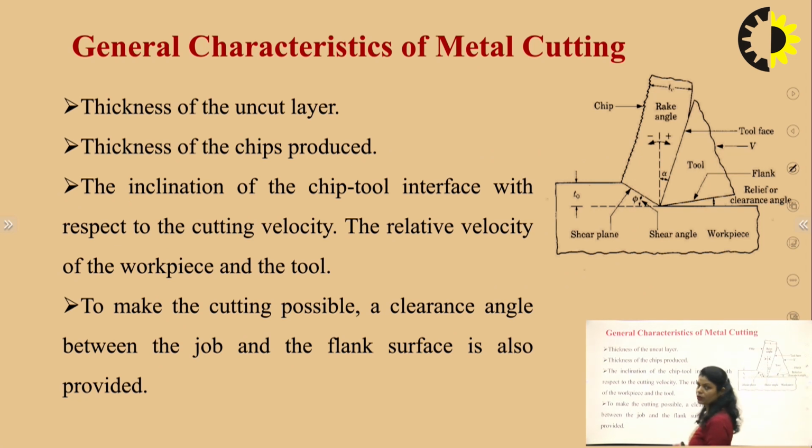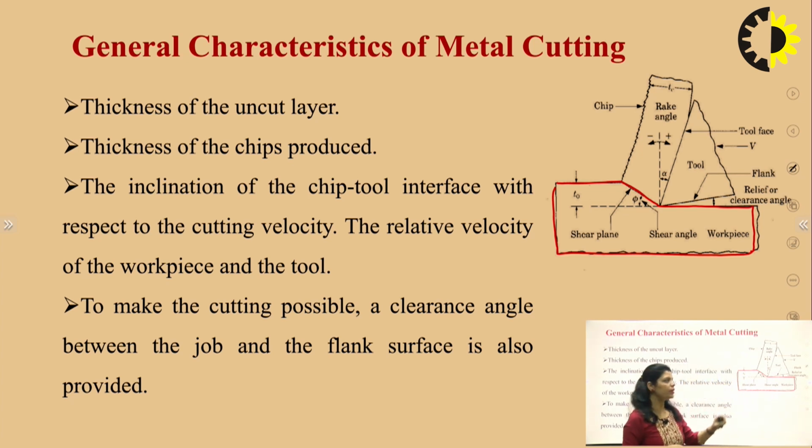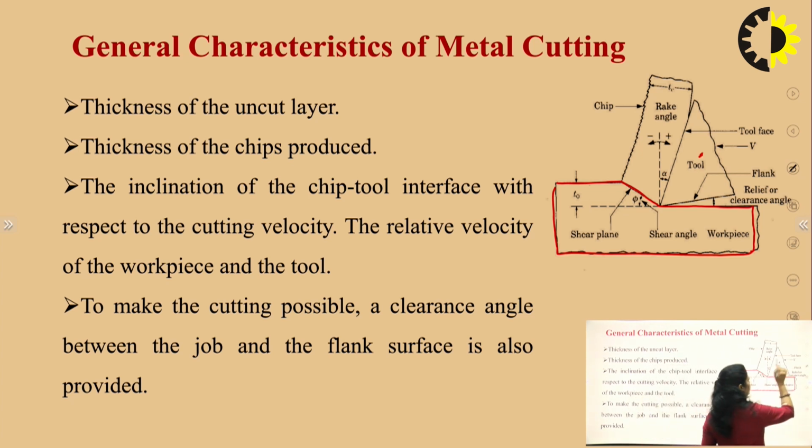Now we come to the general characteristics of metal cutting. Before starting the cutting operation, we have to see what the characteristics of the machining are. So first we will understand this diagram. In this diagram we can see this one is our workpiece, and this is the tool. This wedge shape tool is the tool.